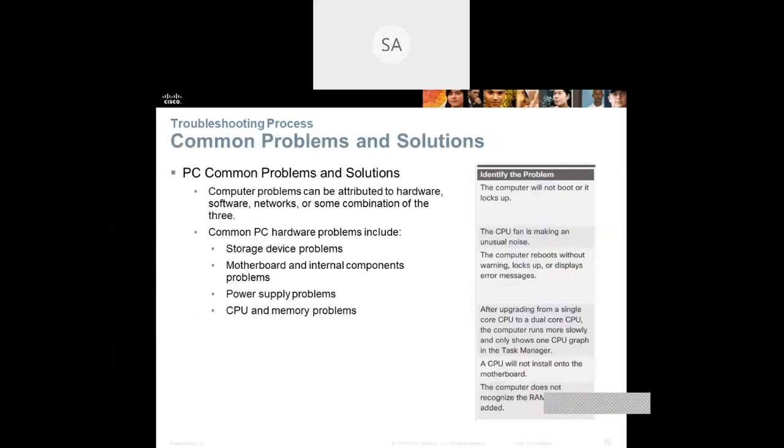So we'll look at common problems and solutions. Computer problems can be attributed to hardware, software, networks, or some combination of the three, which is true. Common PC hardware problems include storage device problems, which could be the hard disk, motherboard and internal components problems, and then the power supply problems, and then the CPU and memory problems.